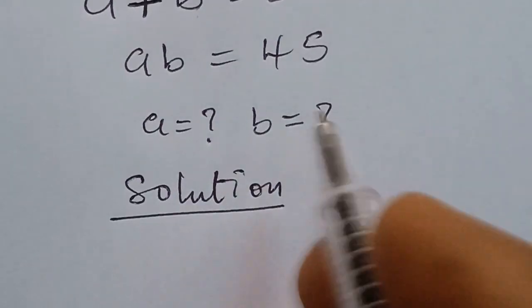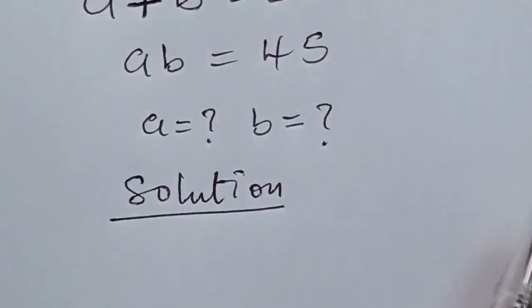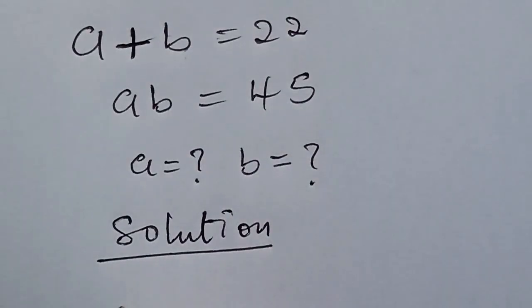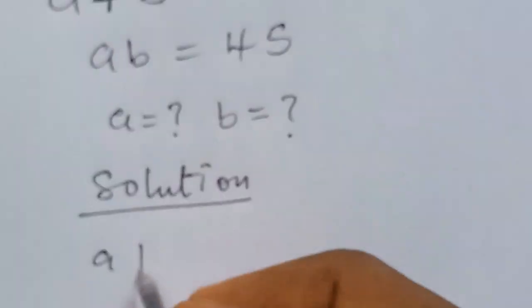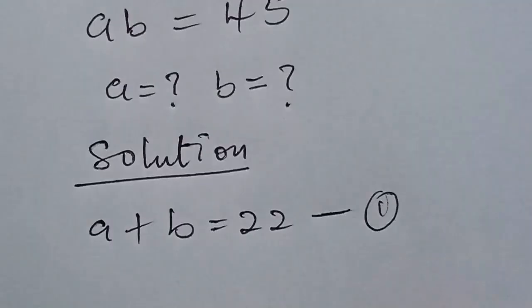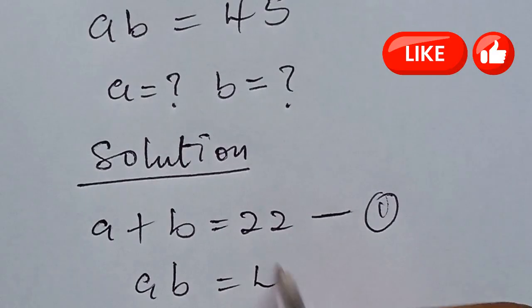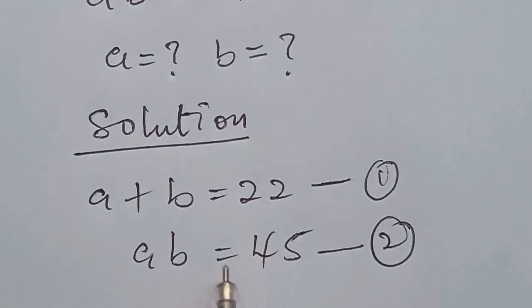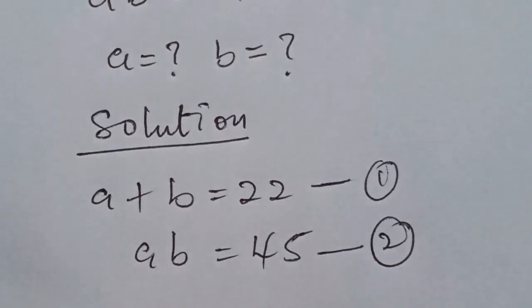So we have first this expression to be taken as equation 1 and this as equation 2. So we have a plus b equal to 22 as equation 1, ab equal to 45 as equation 2. So here all we need to do next is to make b the subject of the formula in equation 1. So we have b will be equal to 22 minus a.